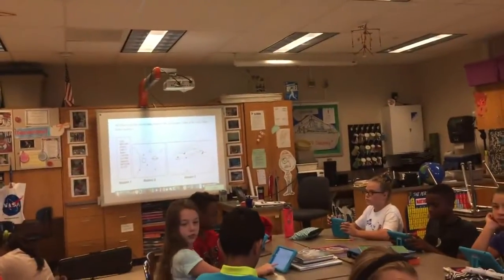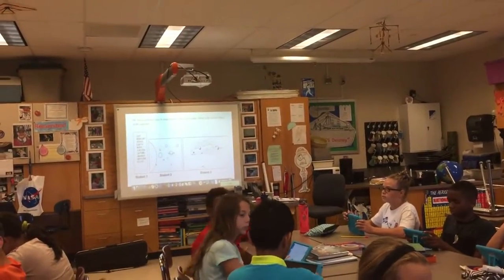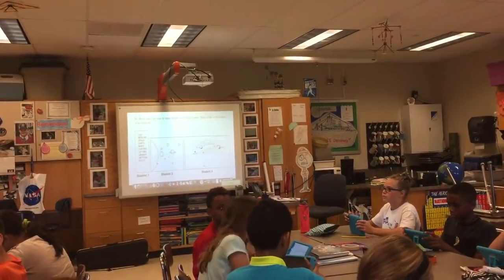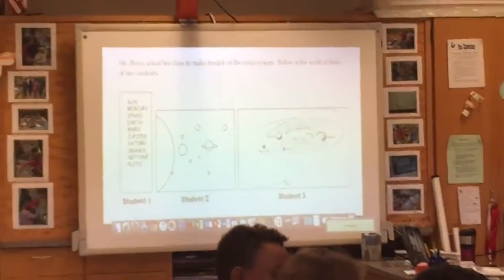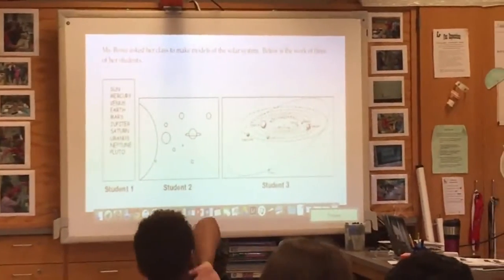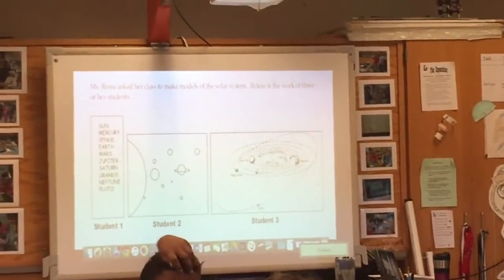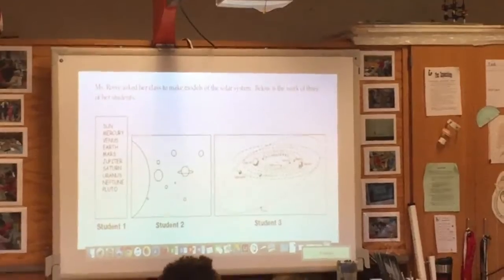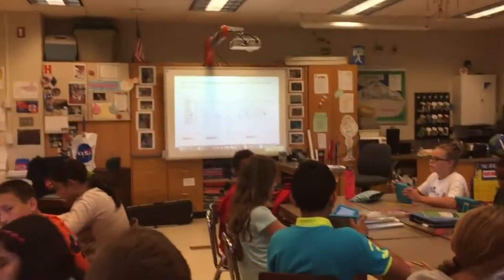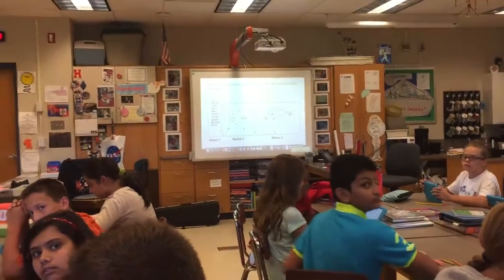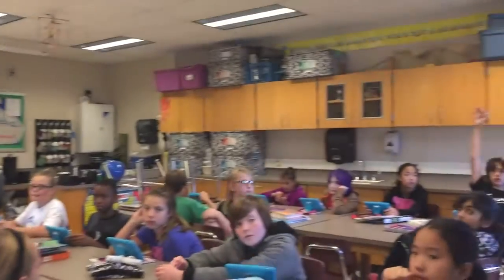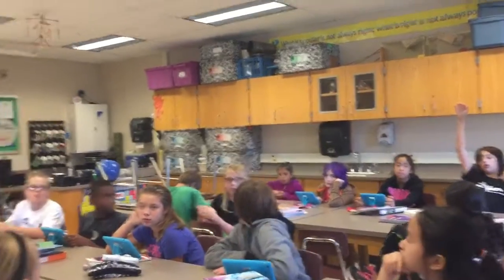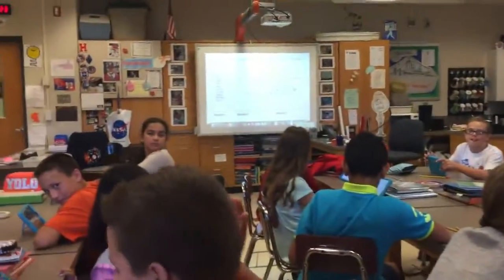Our first response sheet: Miss Rao asked her class to make models of the solar system. And we see on the board the three student understandings, right? They have student 1, student 2, student 3. As a class, put your hand up if you think that student 1 is an example of a model. Okay, I like the risk takers. We got one here, and are you changing your mind? Are you one? You think it is?